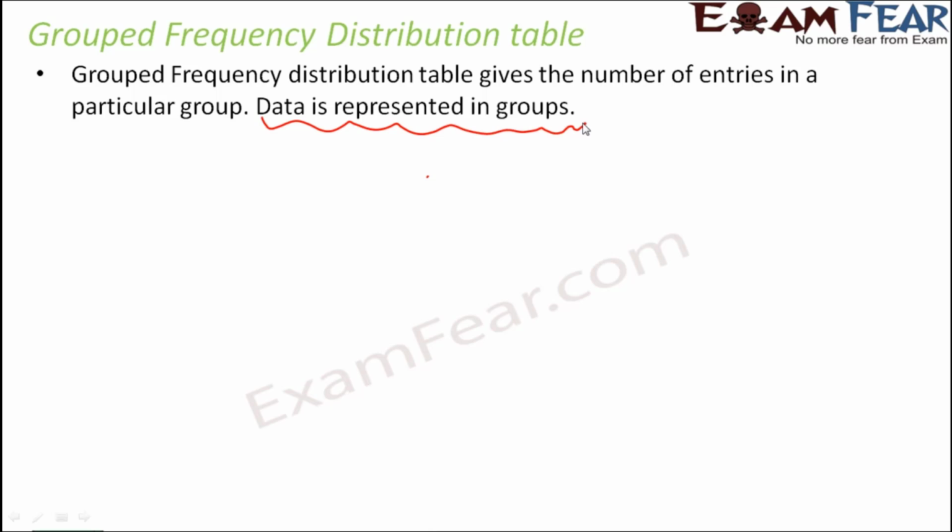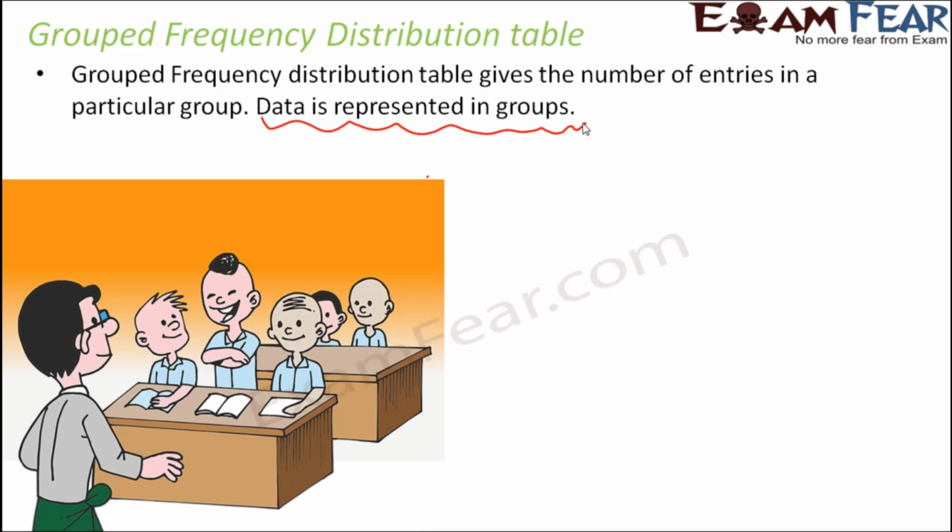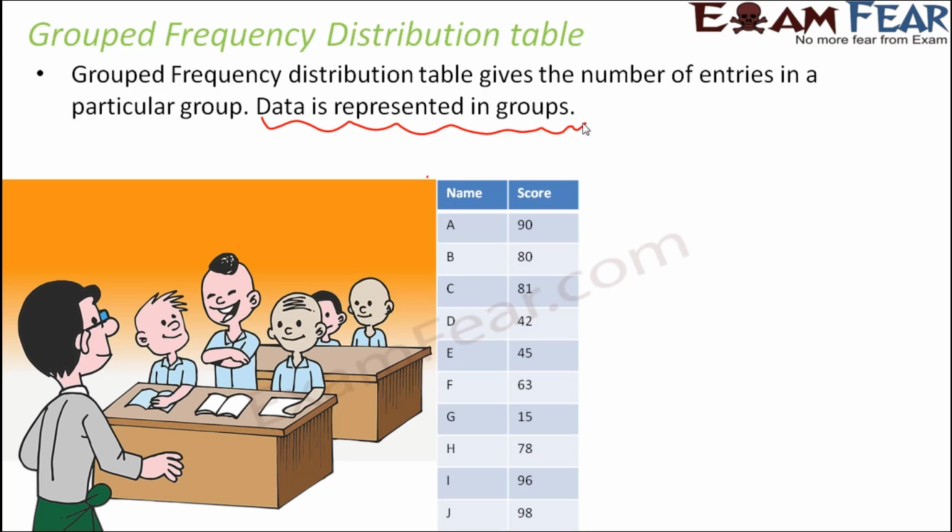Now the idea of grouped frequency distribution table might not be clear only with this statement, that how is data represented in groups? Why is data represented in groups? So let us take an example. Let us suppose that there are 10 students in a class and the scores of these students are as given on the screen. Let's say the names of the students are A, B, C, D, E and so on, and their scores respectively are 90, 80, 81, 42 and so on. So these are the scores of the 10 students in the class.